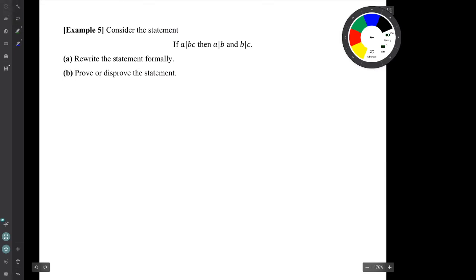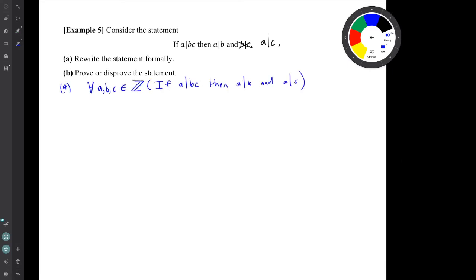This example has a typo in it. This should say A divides C. So we have to rewrite this statement formally. If A divides BC, then A divides B, and A divides C. Now, what's not formal about that? Well, what's not formal about it is that it's implicitly quantified. So writing the statement formally means we've got to figure out what the quantifiers are and state them clearly. Quantifiers with domains. So for all A, B, and C that are integers, if A divides BC, then A divides B and A divides C.